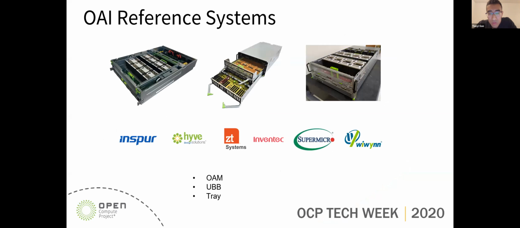Also, there are multiple system vendors participating in this work and contributing a great amount of effort on the specs. At the same time, they are developing OAI and UBB demo systems. Here are some pictures showing some of the existing systems developed by Inspur, Inventec, Hive, and ZT. And I would like to mention that this year we have new companies joining the group, Supermicro and Winwin. So the next step will be continuing the collaboration on the specs and also the system developments for both the UBB and the other major module components in the OAI system.